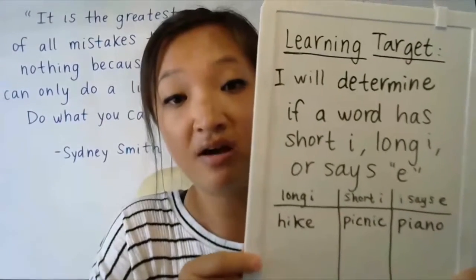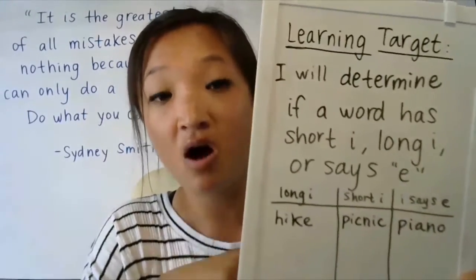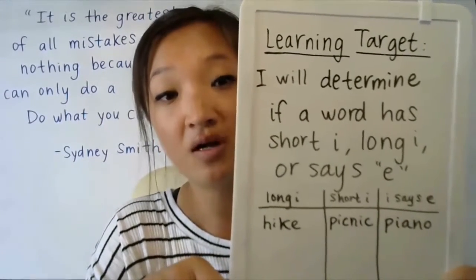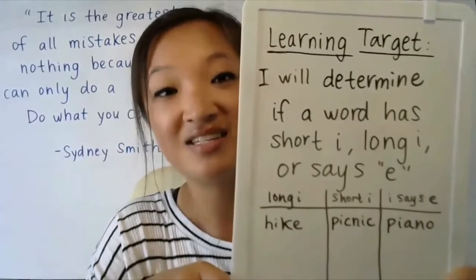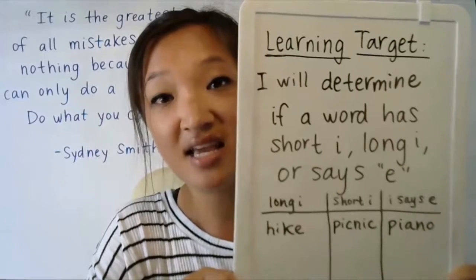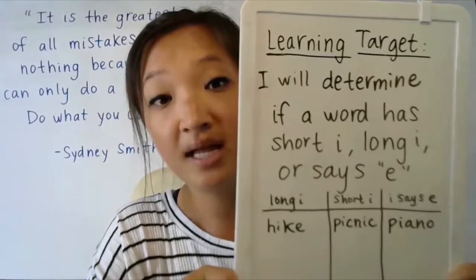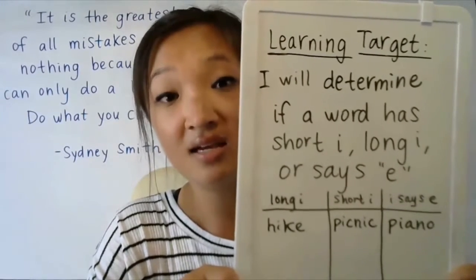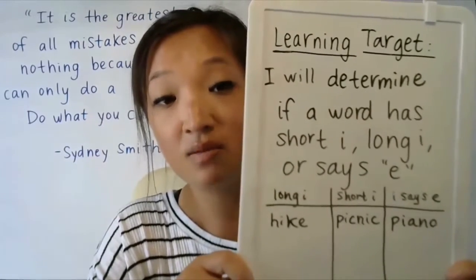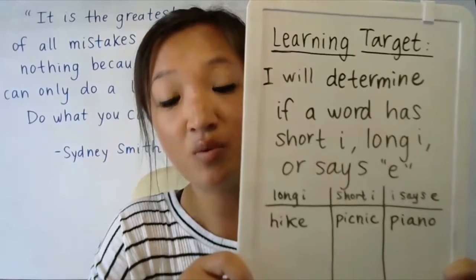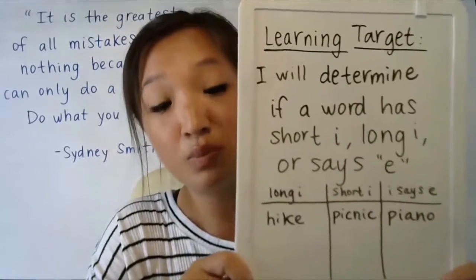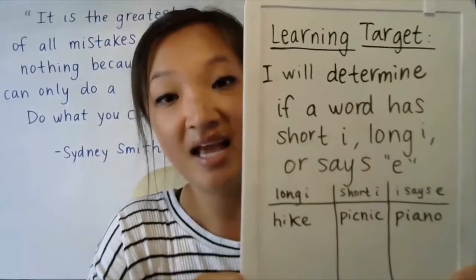Here's an example of a long i sound. Remember, long i says its name. So the word hike, I hear the sound i. How about the middle one? Short i, it says i. Let's try that. Picnic. Do you hear that i sound? And then the last one, i sometimes makes the e sound, like in the word piano. It's still an i when you spell it, but when you say it, it says e.